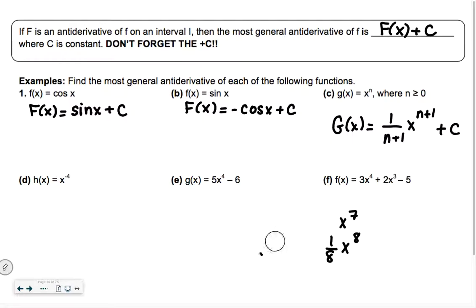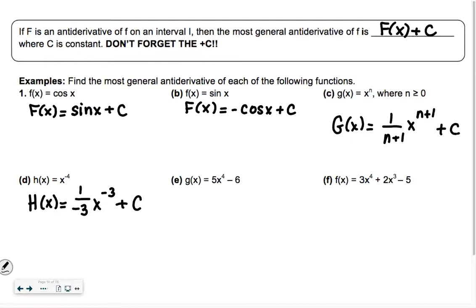Okay, so on the next part, I have x to the negative 4. So we're going to use this new rule, and we're going to say, okay, add 1 to the power. So negative 4 plus 1 is negative 3, and I do 1 over that new power. So 1 over negative 3. And then I do a plus c. So you can clean it up if you want to. It would be 1 over negative 3x cubed, and then plus c.